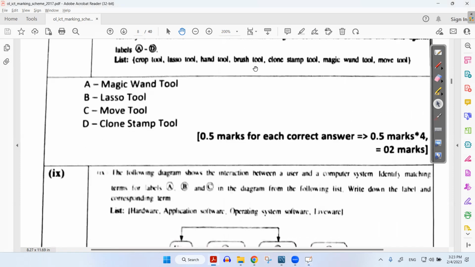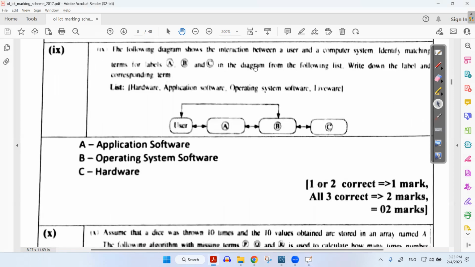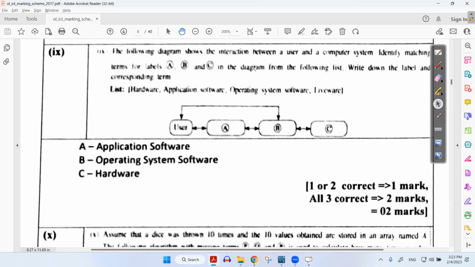Okay, in the ninth one, it says the following diagram shows some particular interaction between user and computer. Identify the terms that they have given over here. So you can remember the particular relationship between the user, operating system, hardware and the software. So it is easy for you to fill up.